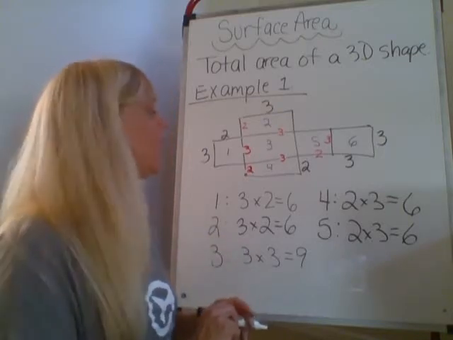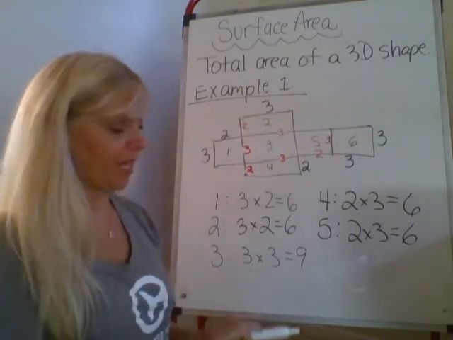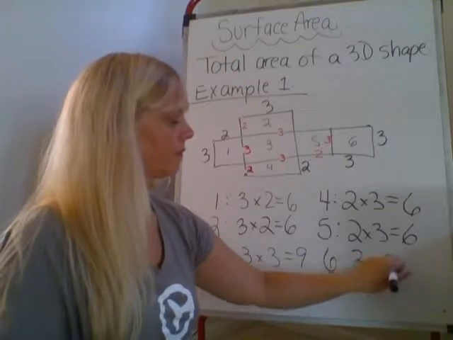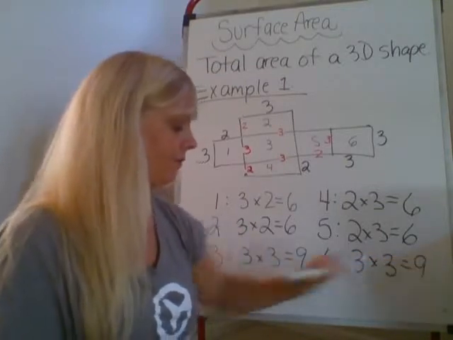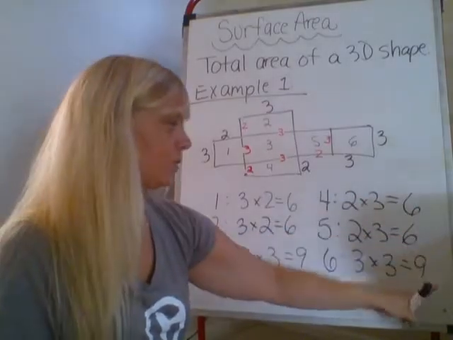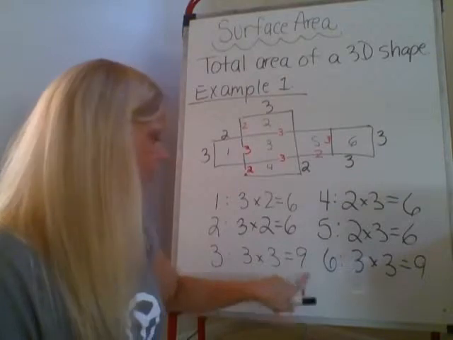See how drawing it on grid paper is a little easier? It's more helpful. And then face 6, this one's already marked 3 and 3. So 3 times 3 is 9. If I add up 6 plus 6 plus 9 plus 6 plus 6 plus 9, I'm going to end up getting a total sum of 36.